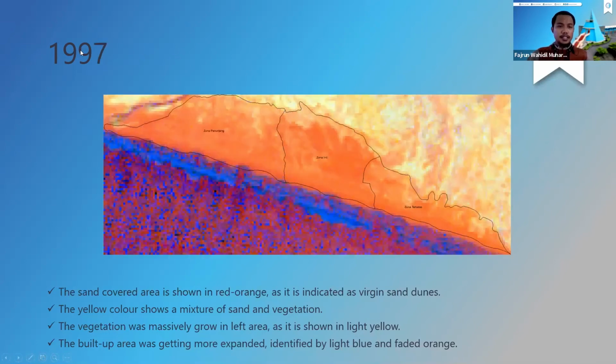This one is in 1997. We find that this data is somehow a bit of an outlier, because it seems like the previous one, where the sand dunes were covered mostly by sand. We cannot figure out yet why this happened with the data.